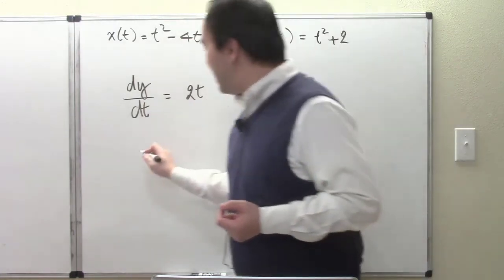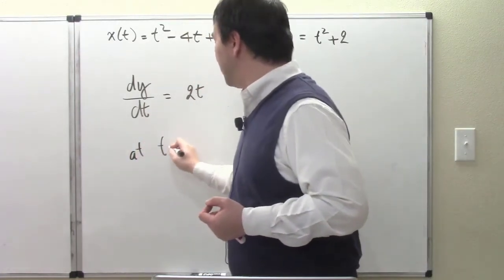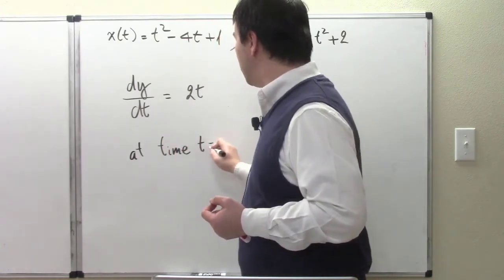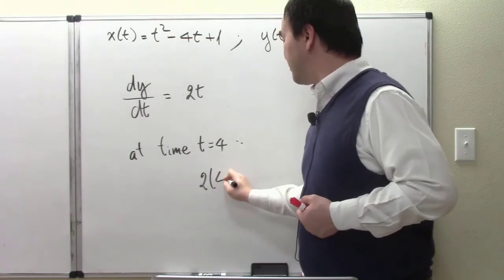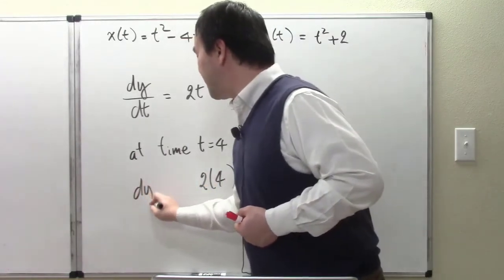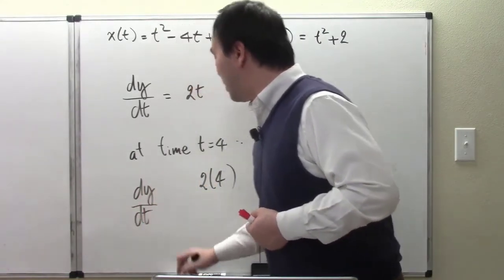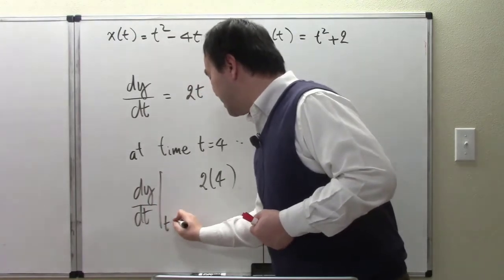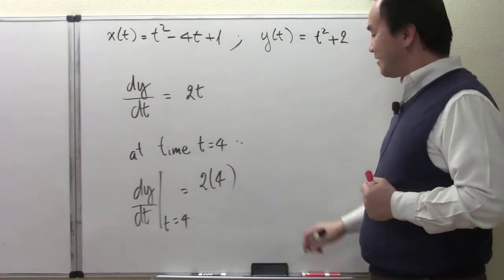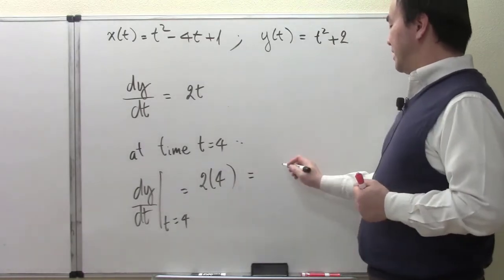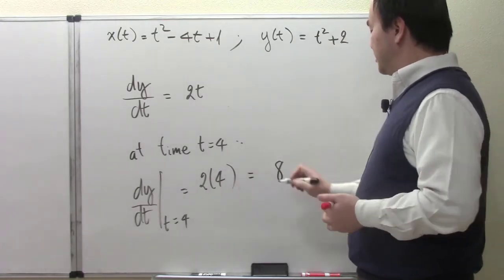Depending on whichever time that is, our vertical velocity is 2t. And so now at time t equals 4, this is what we are going to get. Formally speaking, I shouldn't skip this: dy/dt evaluated at t equals 4 gives me 2 times 4. So my final answer here is going to be positive 8.